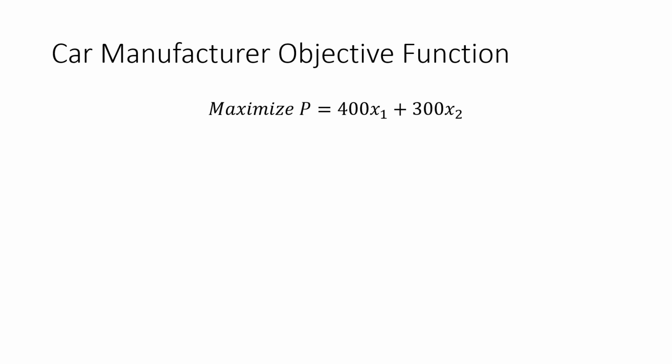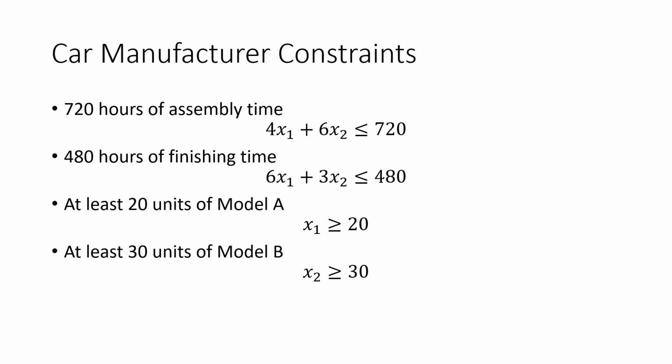What's our objective function? Again, we are told we want to maximize the profit. So we're maximizing P. And what is the profit in terms of our variables? Every unit of car A gives us $400. Every unit of car B gives us $300. So there's our profit. We're trying to make that as big as possible.